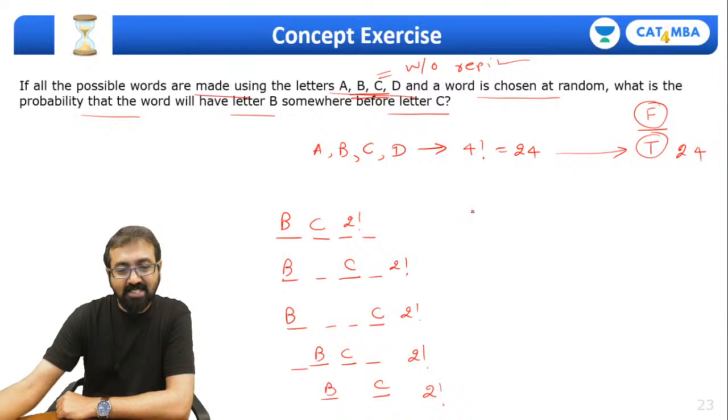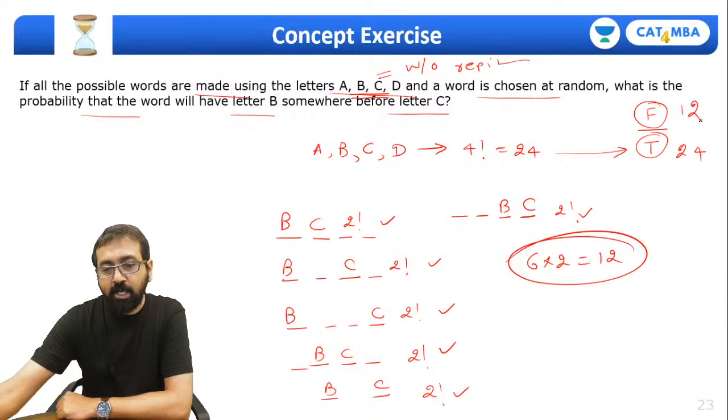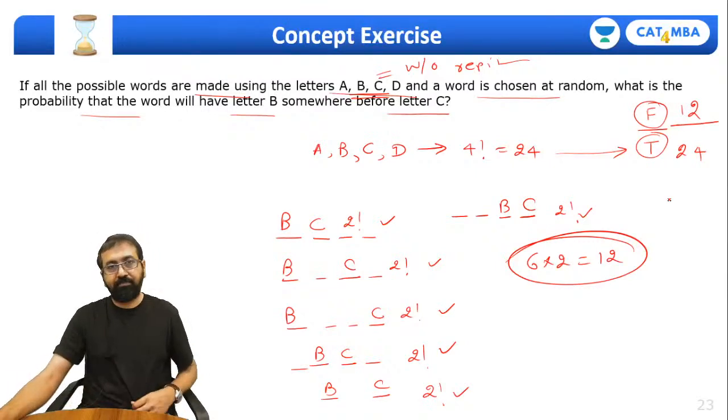And then what is the last case? It can be like this, B and C, so 2 factorial ways. So how many cases are formed? 1, 2, 3, 4, 5, 6. What is the total number of ways? 6 into 2, 12 are the favorable ways. So what is the probability? 12 by 24, that is 1 by 2, correct?